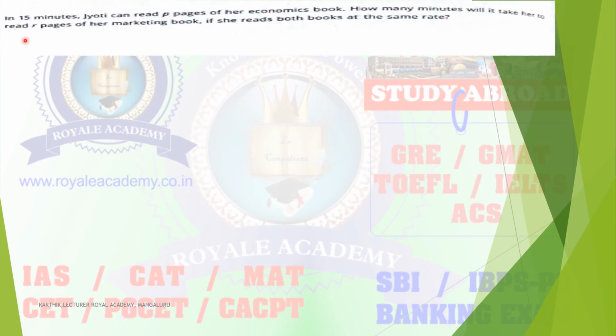Next question. In 15 minutes, Jyoti can read P pages of her economics book. We don't know the value of P, so you can take any value. How many minutes will it take her to read R pages of her marketing book? One is the economics book, denoted by P pages, and one is the marketing book, denoted by R pages.